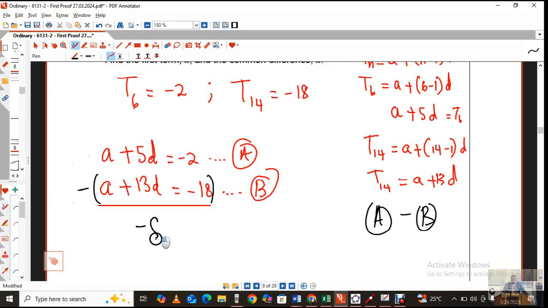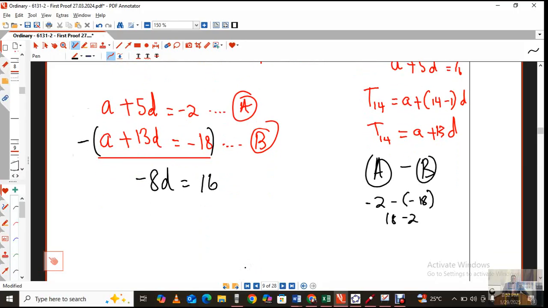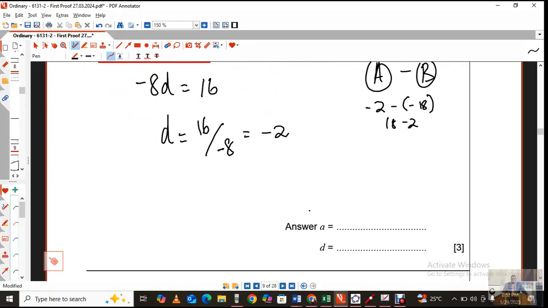That is negative 8d. Negative 2 minus negative 18 is the same as 18 minus 2, because this is the same as a plus here. Use your calculator, which is 16. Now we can actually calculate the value of d. The value of d will be 16 divided by negative 8, which is negative 2. And I can go ahead to my space and put my value of d, which is negative 2.